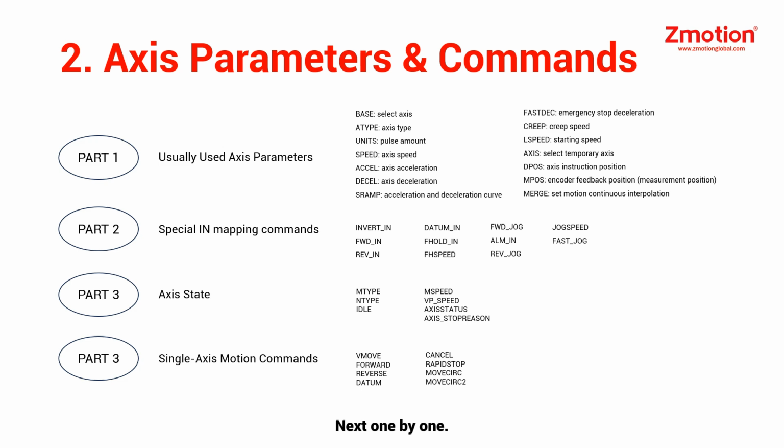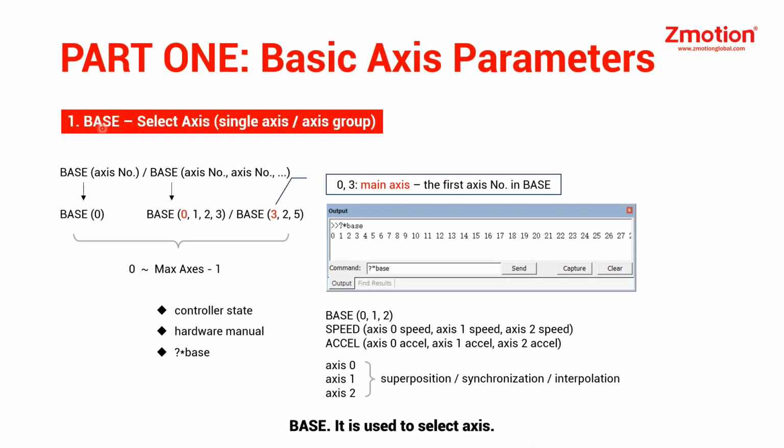Next, one by one. Base. It is used to select axes, starting from axis 0 to the max number of the controller's axes minus 1. For example, if the controller has 32 axes at most, then we could select from 0 to 31. That is, we need to know how many it supports. There are 3 ways: through controller state, or hardware manual, or asterisk base.